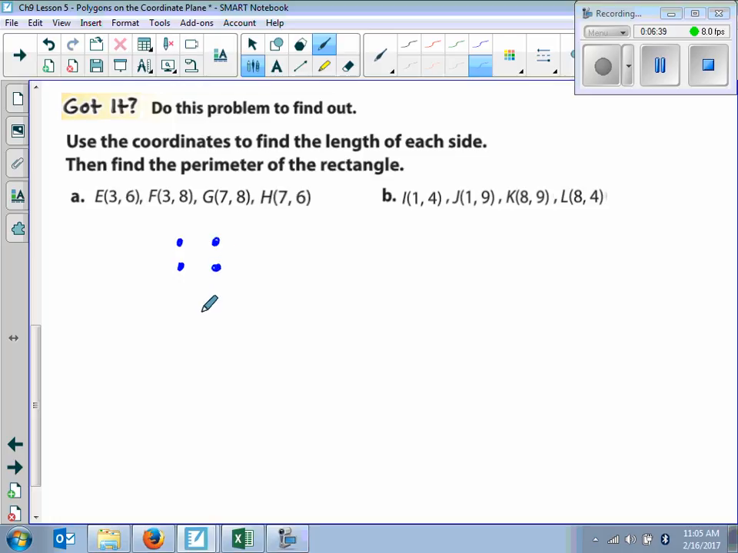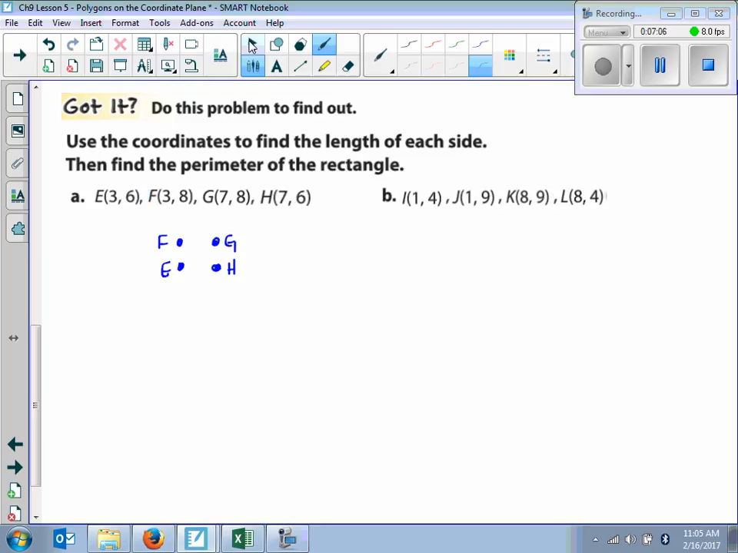Is everybody with me? No, that's not E. E is 3, 6, right? So this is E. And then 3, 8 is F up here. G is over here, 7, 8. And H is down here, 7, 6.